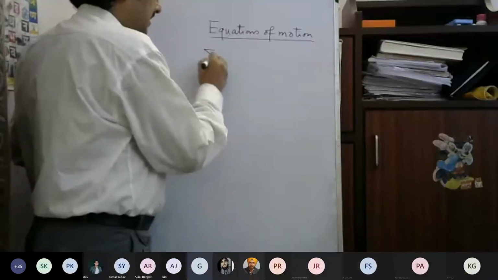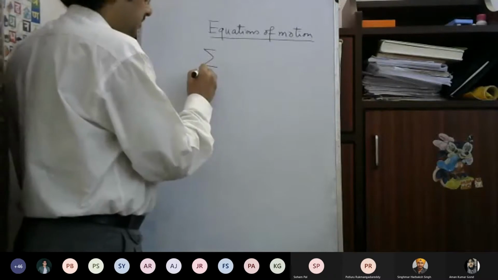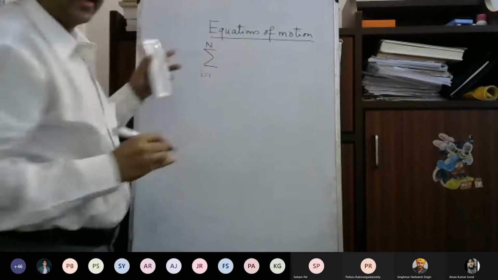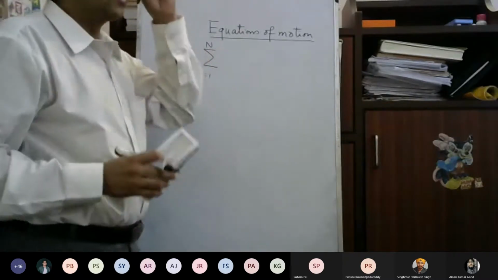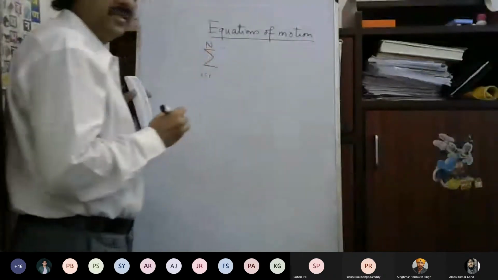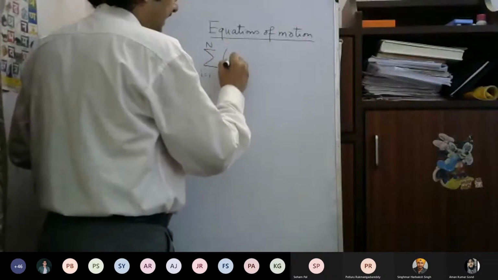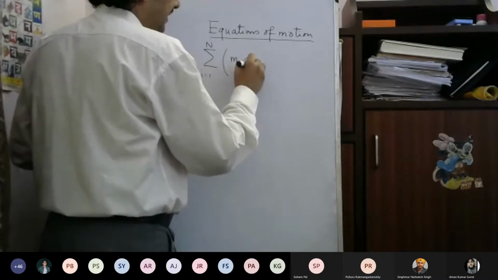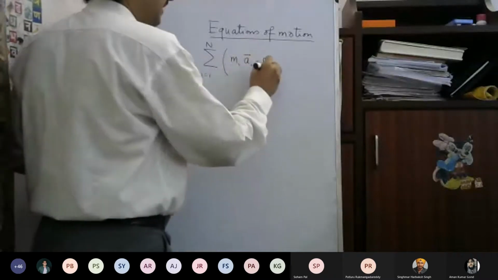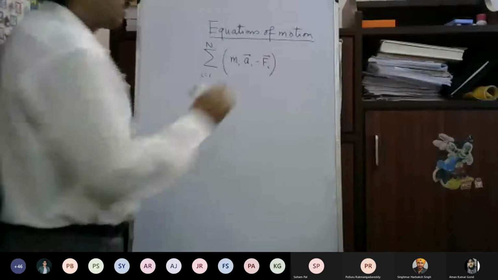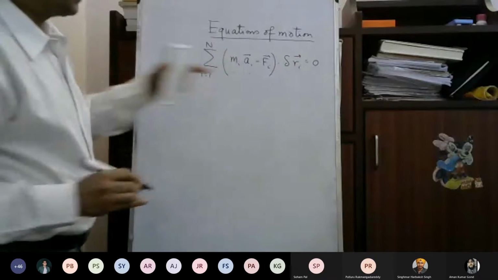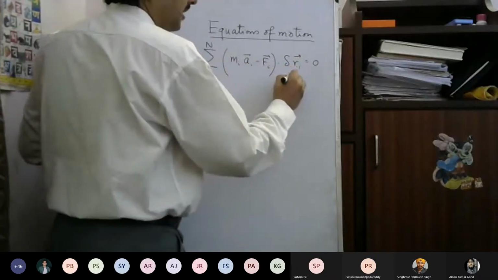Dynamical system, it looks something like this. For i equal to 1 to n, the total number of particles. So if we assume that the system consists of n number of mass particles, the principle of virtual work was like this: sum of (m_i a_i minus F_i, the force acting on it) dot delta r_i is equal to 0, where delta r_i is the virtual displacement.